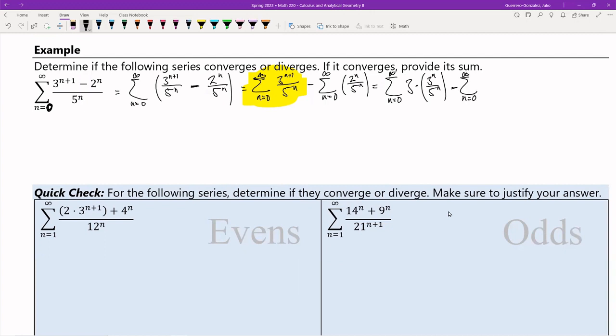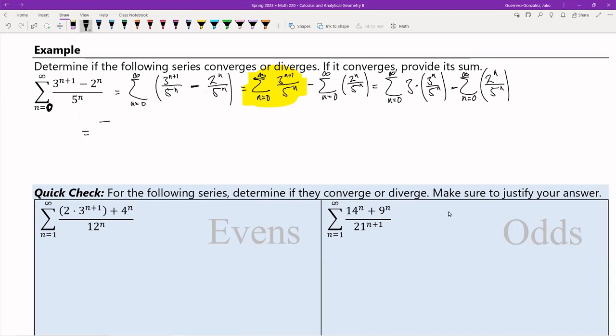0 to infinity of 2 to the n over 5 to the n. I'm going to put that in parentheses to keep it that way. Okay, we're almost there. I'm going to grab this last final result that I have, this one right here, right? And this is going to be some pre-calc rules. Those n's I can pop out.